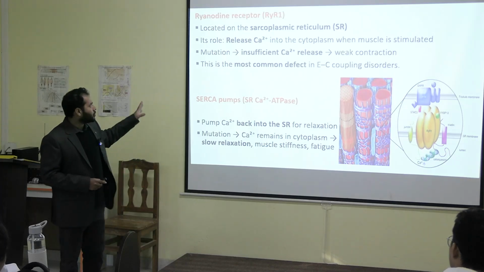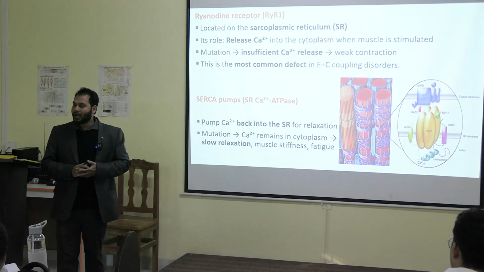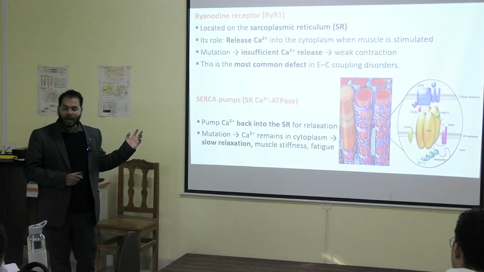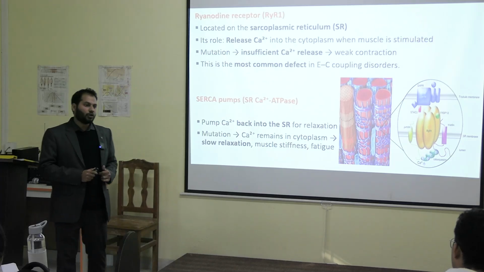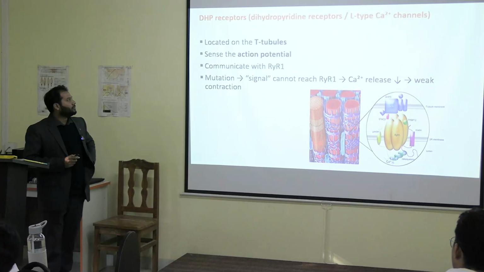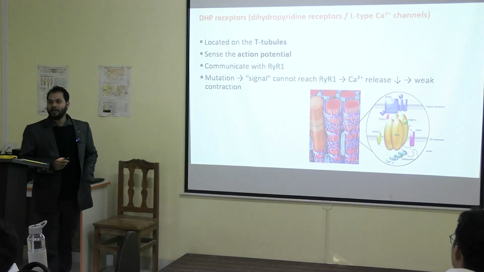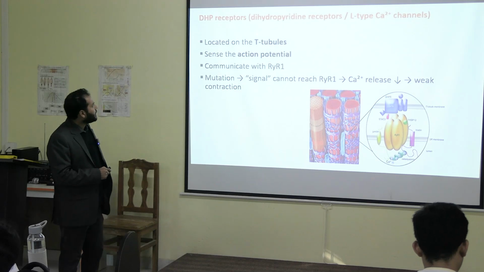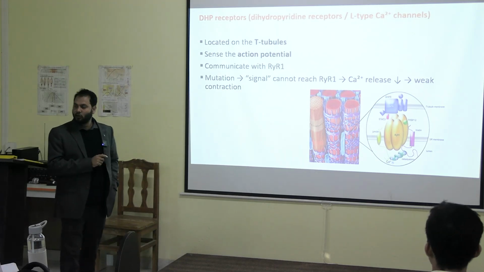So these are the two important proteins, and the mutation leads to the defective functions of both the pump as well as the receptors that alters the calcium, cytoplasmic calcium level. Another important one is DHP or dihydropyridine receptors. So what is the location of that DHP? Again, it is located in the T tubules.